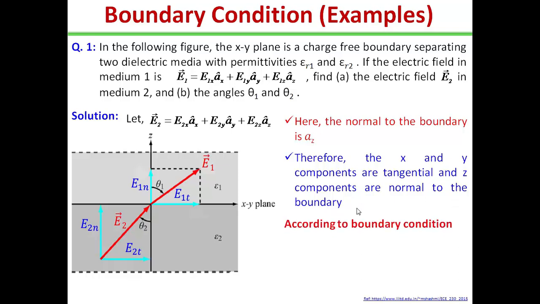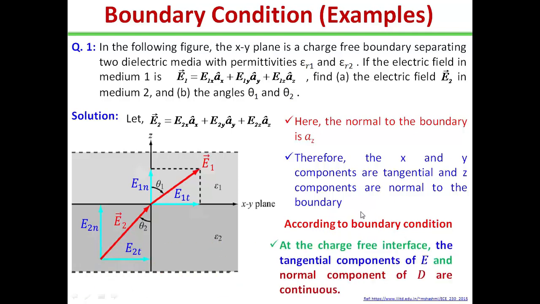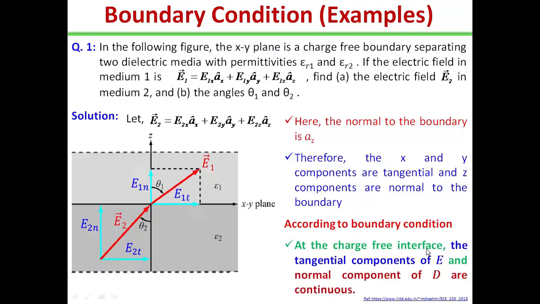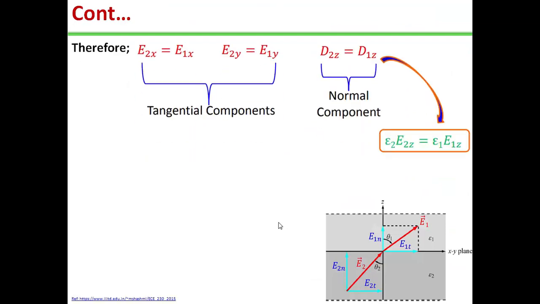And we know according to the boundary condition that at a charge-free interface, the tangential components of the electric field and the normal component of the electric flux density are continuous. If there is no charge distribution at the interface of the two dielectric media, then the tangential component of the electric field and the normal component of the electric flux density D are continuous. By applying this boundary condition, we can find the field components in the other medium. So let us start the solution.